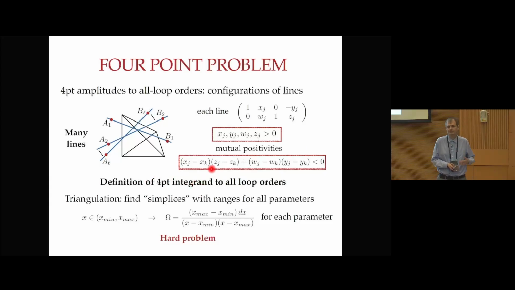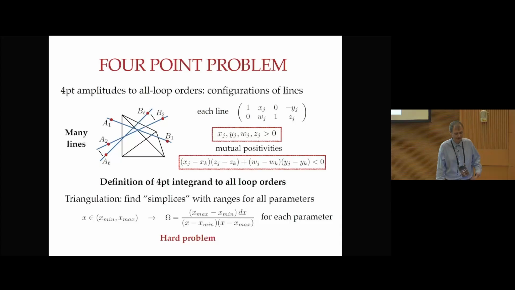Now, how do we find the form? We don't know. The direct calculational approach is just to triangulate this space. You have to resolve these inequalities. But many quadratic inequalities, it's very complicated. But if you can resolve them, you can find some ranges for all of these 4L parameters. You can write differential forms. You just stack them together, and that's the result.